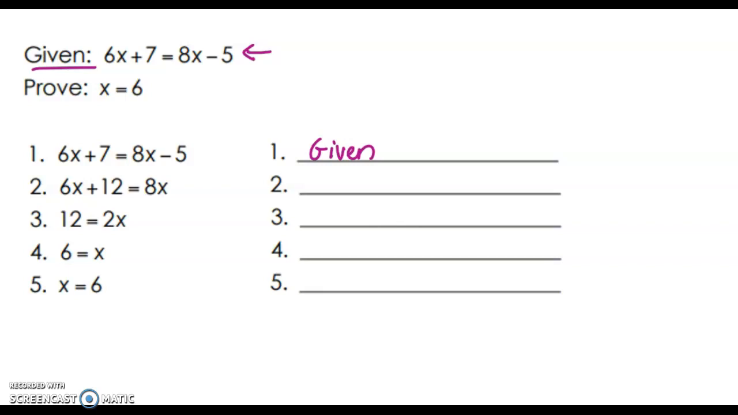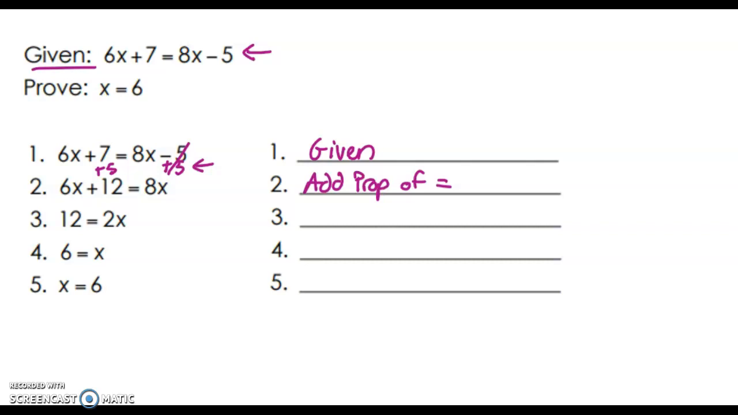All right, so we got to know how they get from step 1 to step 2. If you notice, they still have the 8x, they still have the 6x. So they had to move either the 7 or the 5. It looks like they added 5, and that's how they got the 12. So that's the addition property of equality. And you don't have to show the things I'm showing right over here if you don't want to. If you can do them in your head, you can just write the steps down.